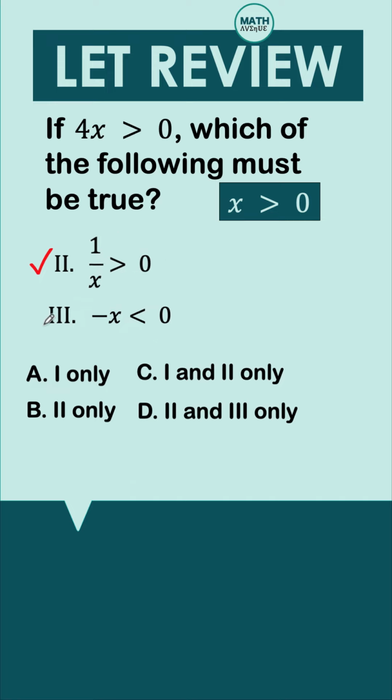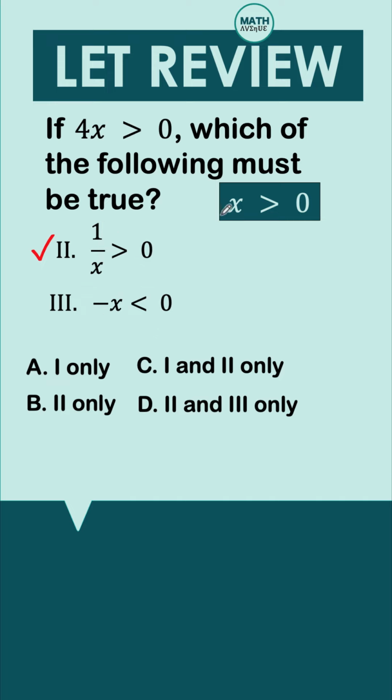Then for number 3, we need to introduce the negative sign. So this is what we know already. Multiply this by negative 1. We multiply the left side by negative 1. We multiply the right side by negative 1. What is the sign here?